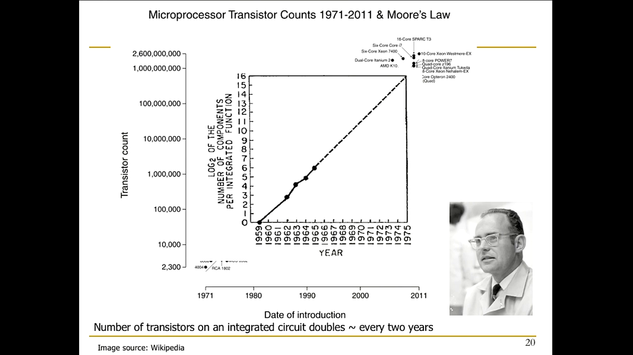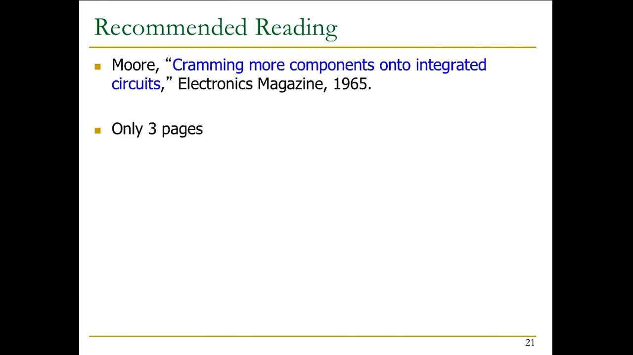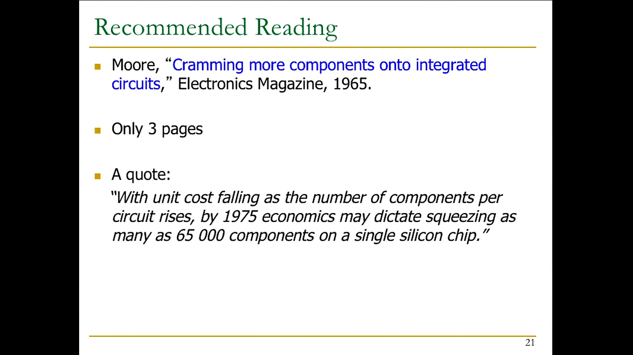Okay, but this has been an enabler for computer architecture for a long time, right? And this is an only 3-page long paper. This is one of the quotes. With unit cost falling as the number of components per circuit rises, by 1975, economics may dictate squeezing as many as 65,000 components on a single silicon chip.